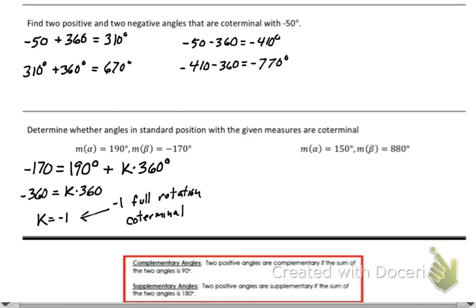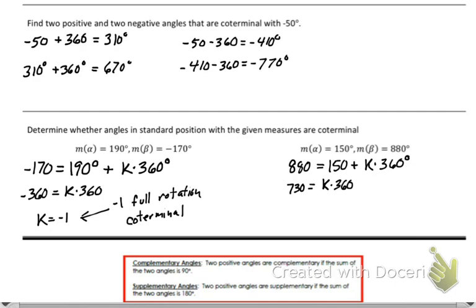Alright, I'm going to use the same method for this one right over here, because this is something you'd see in the book if you're doing the book. So I'm going to say, well, 880 is going to equal 150 plus some number of rotations. If this is a whole number, it's going to be coterminal. If not, then it's not. Continuing down, I subtract 150 from both sides, so we have 730 is going to equal k times 360.